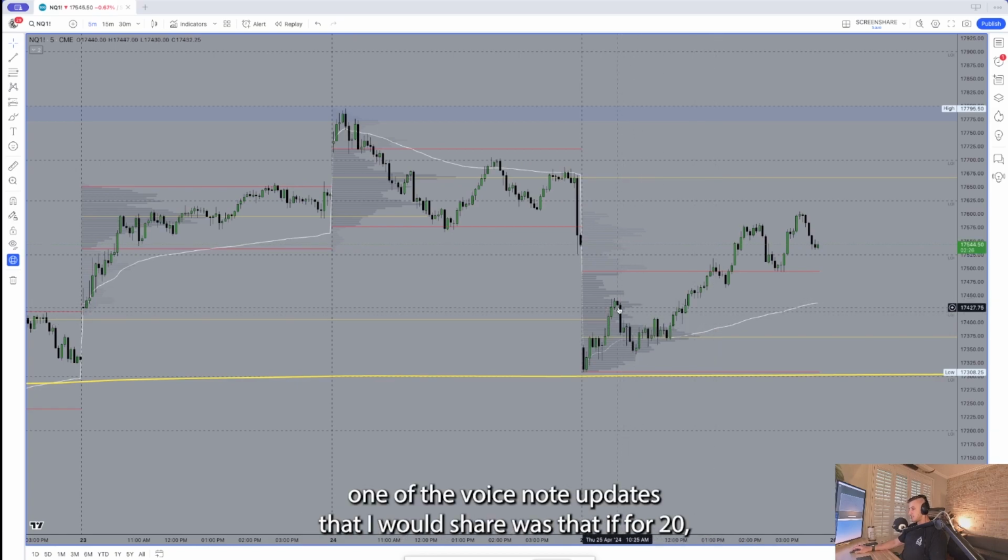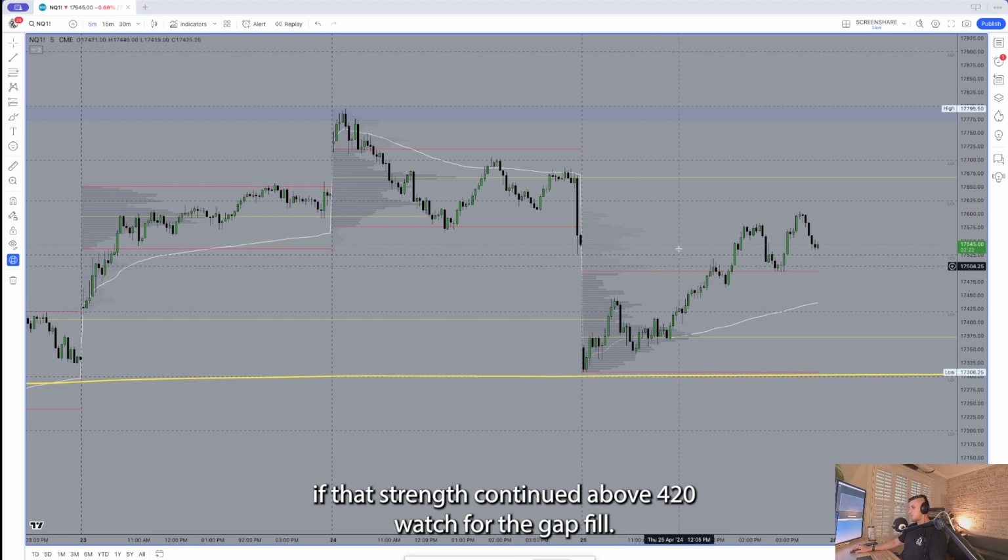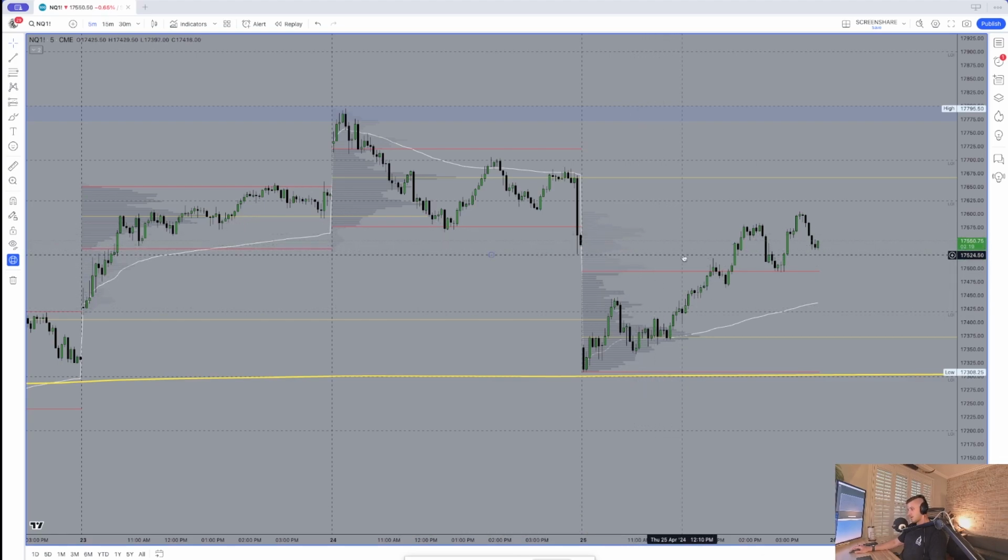One of the voice note updates that I'd share was that if that strength continued above 420, watch for the gap fill. And that's exactly what we saw. Price trades up through that 420 yet again, and you get the gap fill into 520.